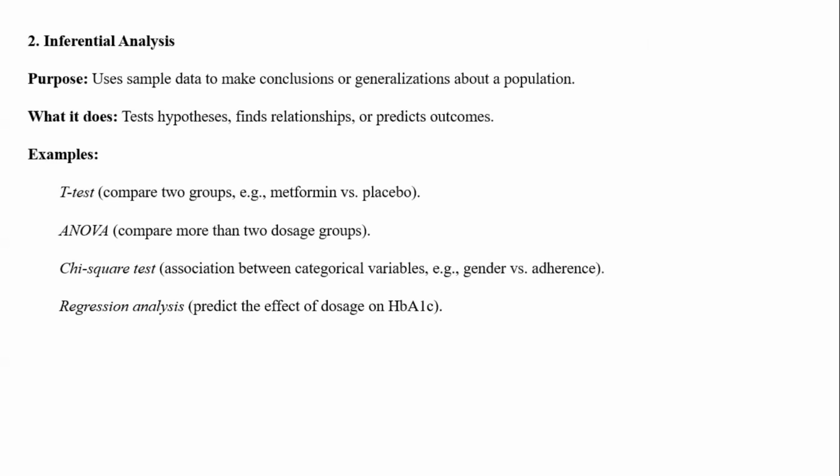Let's go second to inferential analysis. We say that inferential analysis uses sample data to make conclusions or generalizations about a population. Mostly, inferential analysis tests hypotheses, finds relationships, and predicts outcomes. For example, this can be done using the t-test, ANOVA, the chi-square test, and regression analysis.